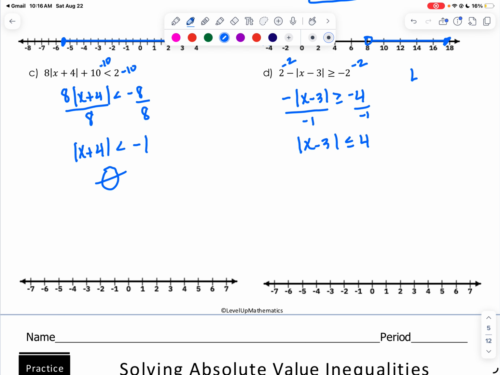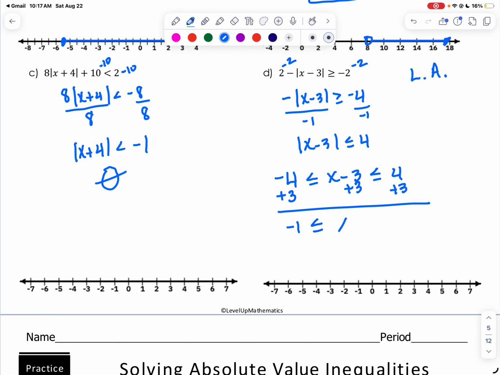So this is a less than, or an LA inequality, an AND inequality. So to rewrite an AND inequality, we'll say negative 4 is less than or equal to x minus 3, which is less than or equal to 4. So add 3 to the middle, the left, and the right. So negative 1 is less than or equal to x, which is less than or equal to 7. So this is our algebraic solution.